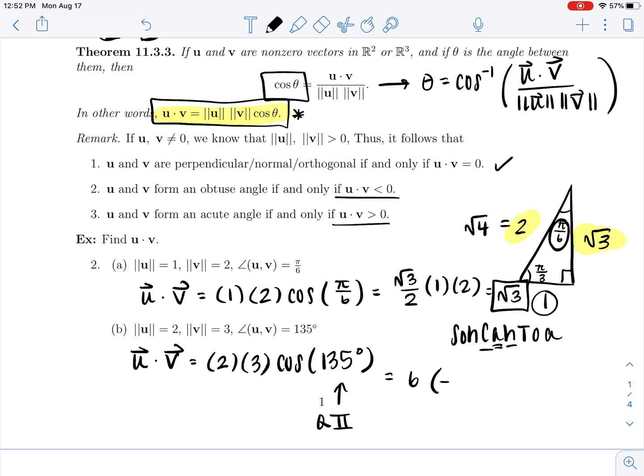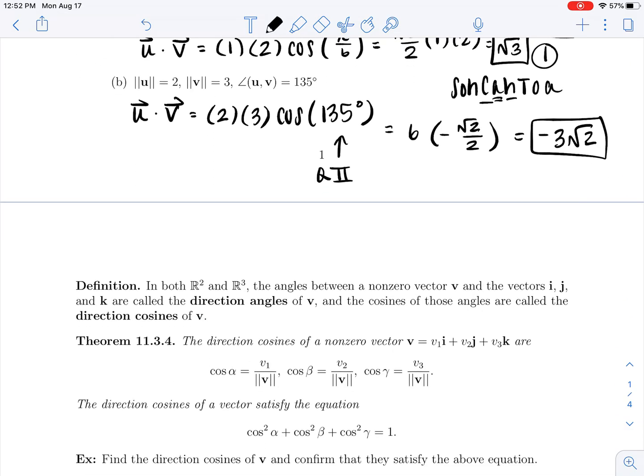And then the reference angle for 135 degrees is 45 degrees. So what that means is I'm going to have the exact same cosine value as pi over 4, except it's negative. So that's going to be negative root 2 over 2. And so this would simplify to a negative 3 root 2. All right, so again, just utilizing this formula up above that's highlighted, that u dot v is magnitude u, magnitude v, cosine of theta.